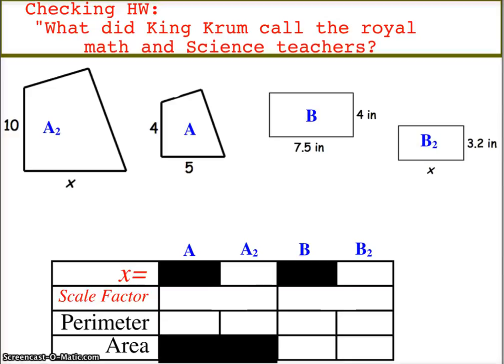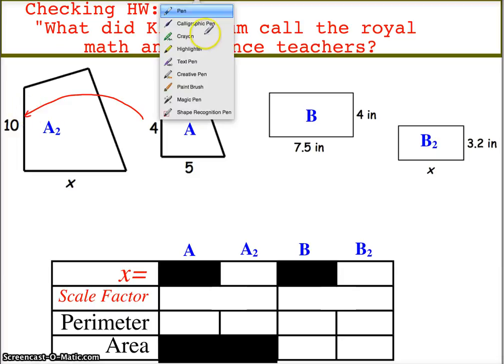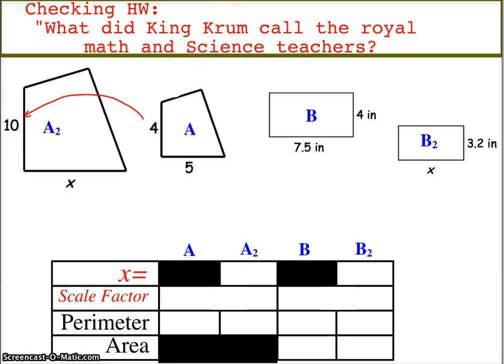Okay, so today your warm-up is to find the value of x in A2 and the value of x in B2. So we'll do the same thing just to review. I know it's been a long break. 4 going to 5, 4 going to 10, we're going to need a scale factor, and we're going to need a scale factor of the same value of 5 going to x.